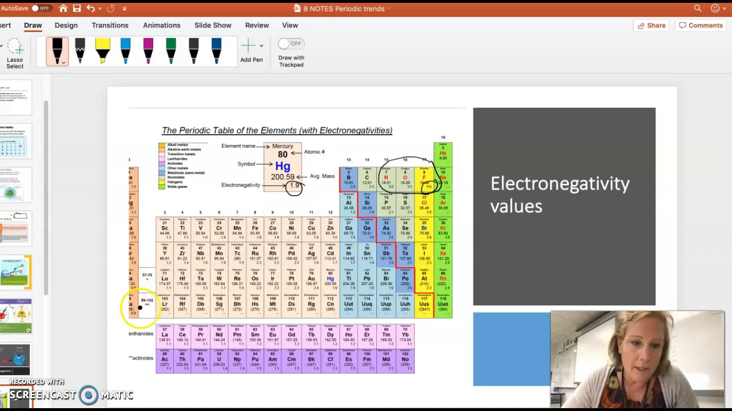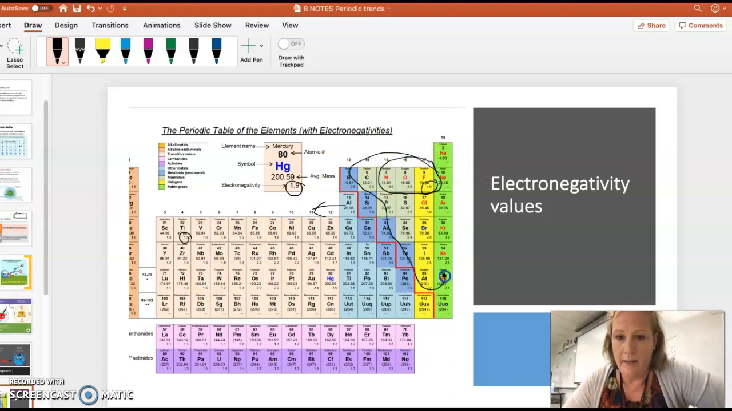And then when you go over to the metals, so everything to the left of the staircase are metals. These guys have lower electronegativities. They don't want to pull electrons towards them. They actually want to give up electrons, and that's why they conduct electricity so well. So the non-metals are the ones over here to the right of the stairs, and they have higher electronegativities.